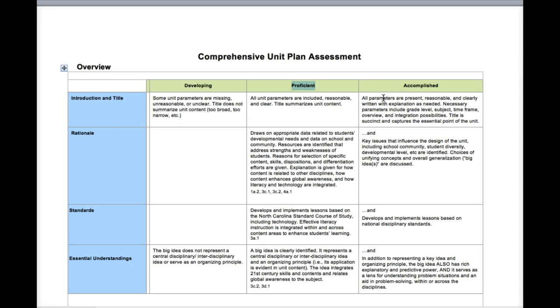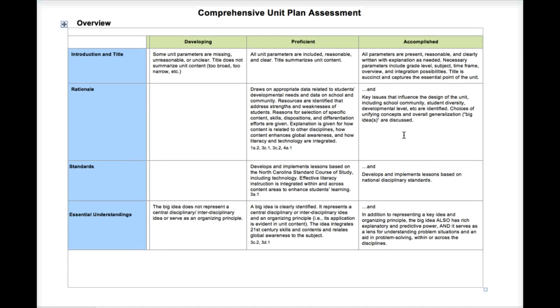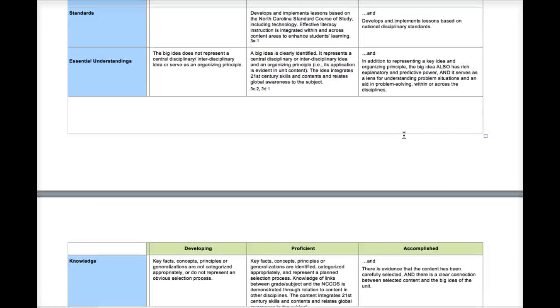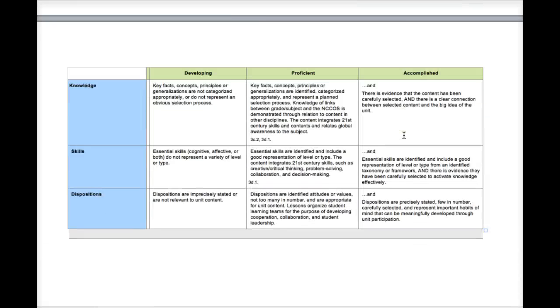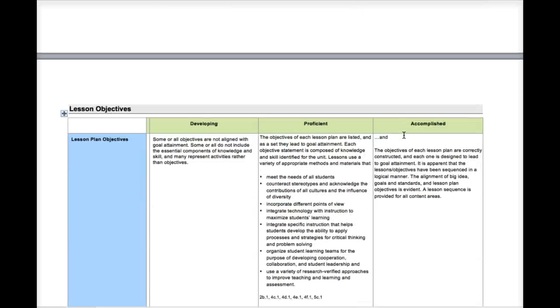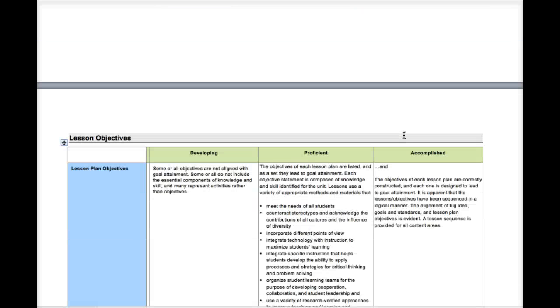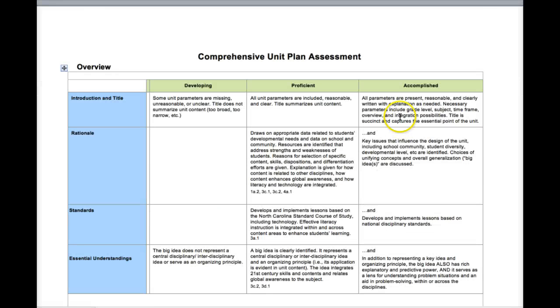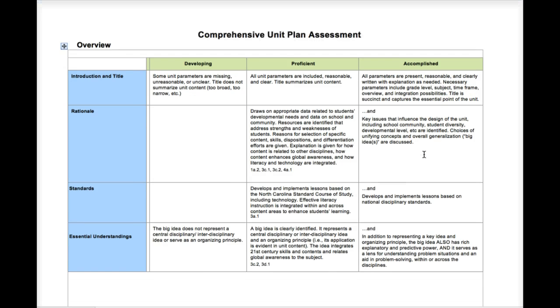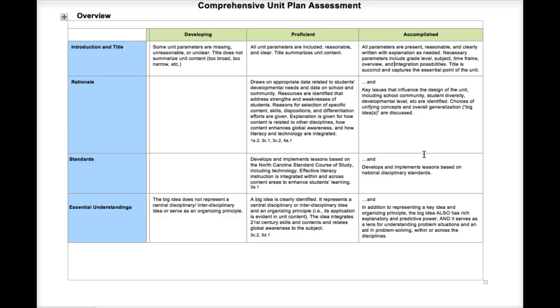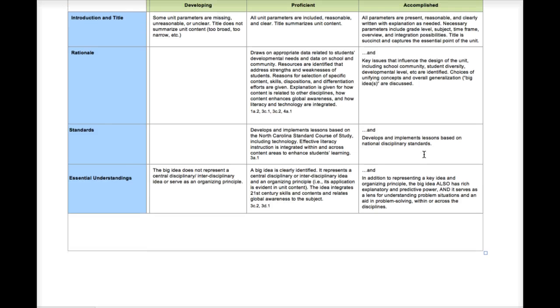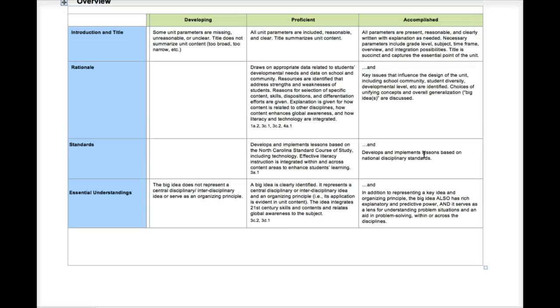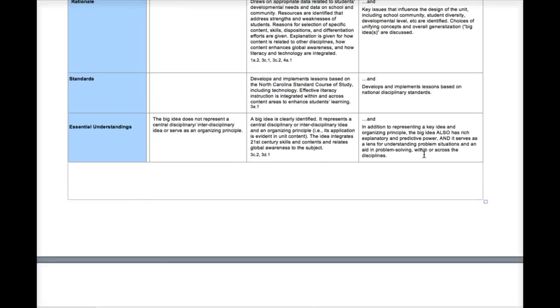If you reach accomplished, congratulations. It is unlikely that you would get accomplished on many of these. So the nature of the rubric is that accomplished would be pretty rare for most pre-service teachers to be able to attain. So you might get a few accomplished, but in most cases, proficient is where you will likely be.